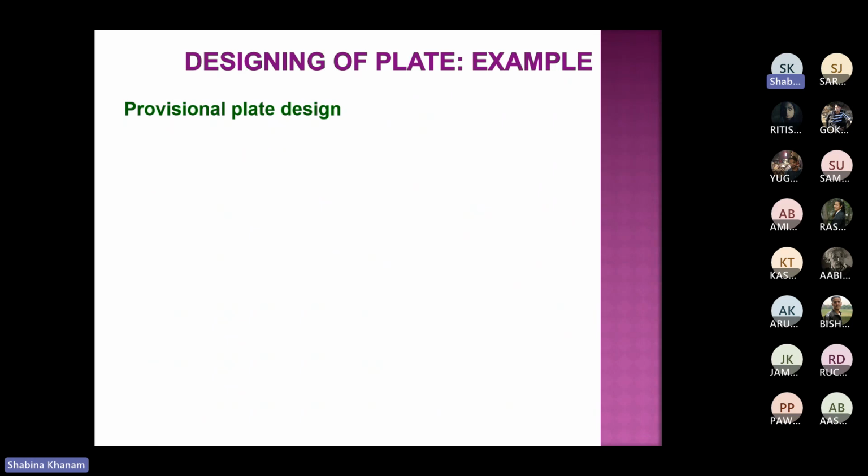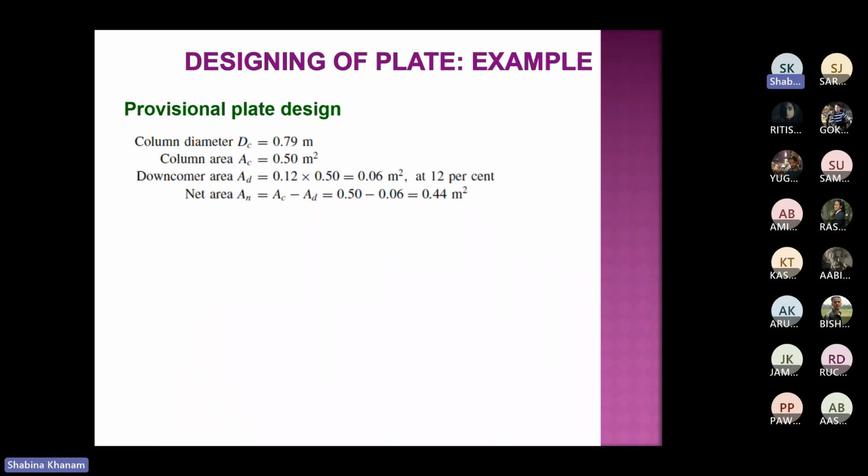Then we will consider the provisional parameters for design of plate. So column diameter, you see here, it has been taken as 0.79 instead of 0.77. So column area will change, then downcomer area will change, and then net area will change. So you see the net area, 0.44 meter square, we have obtained over here, right?